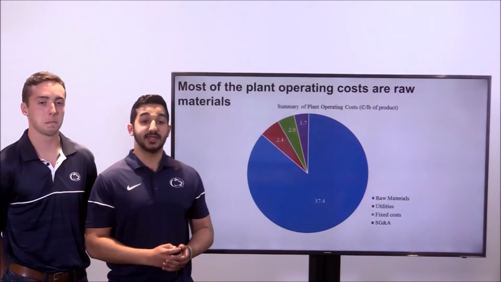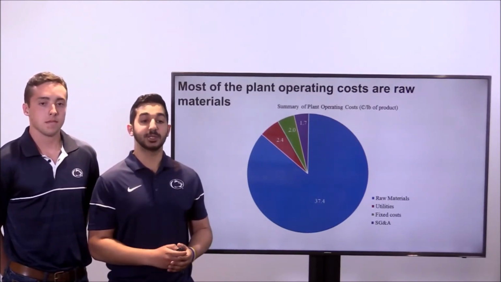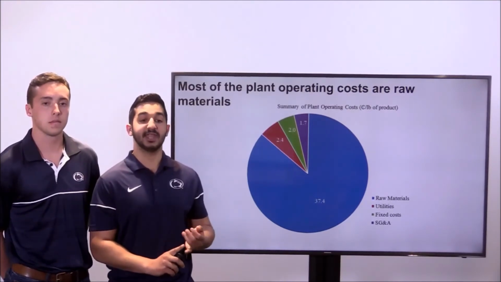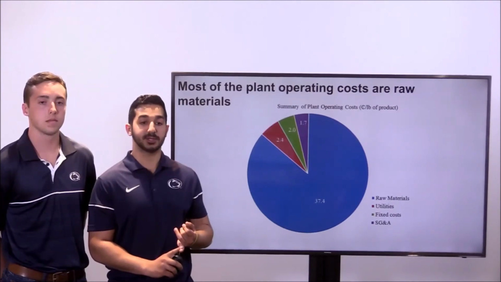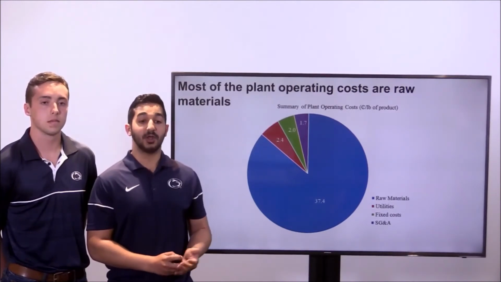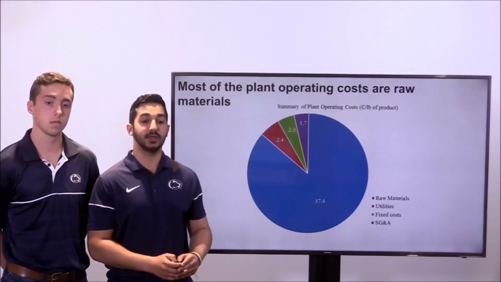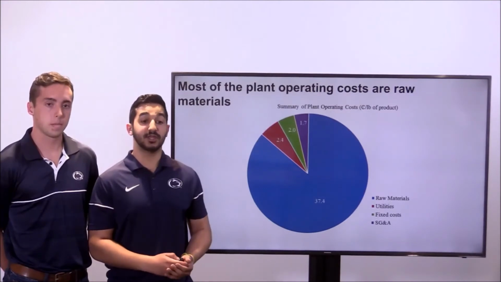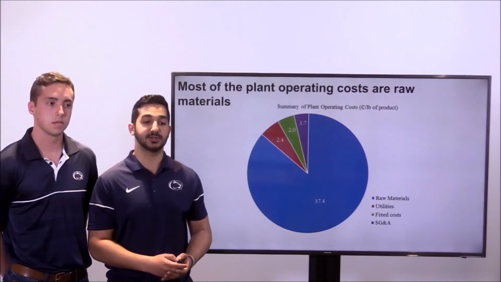Throughout this project in this chemical plant, there were full operating costs that we had to take into account, which included raw materials, utilities cost, fixed cost, and SG&A, which is associated with selling the product. The pie chart on this slide shows the operating costs in these four categories in terms of cents per pound of the product seen, in which raw materials accounts for 86% of the total plant operating costs.